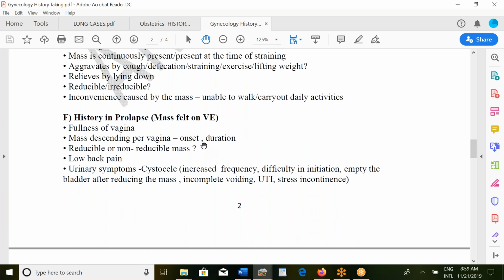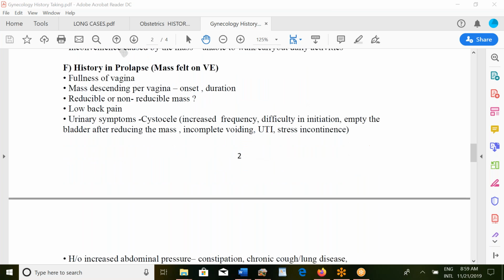Like history of this prolapse, ask her, do you feel fullness down below, and does anything come out of your organ, or does something hang out? Reducible, can you reduce it or you can't? Do you have backache with it? Any symptoms, any abnormalities with the water work? So you should be mindful that there can be cystocele or polyuria, or the patient may need to strain to pass urine.